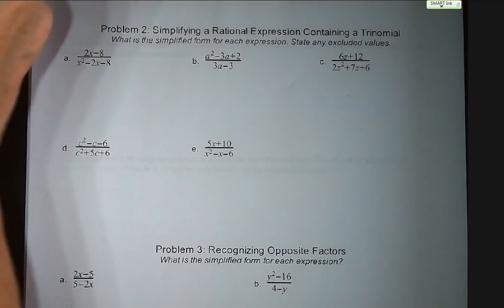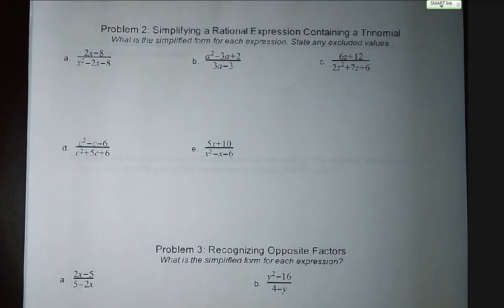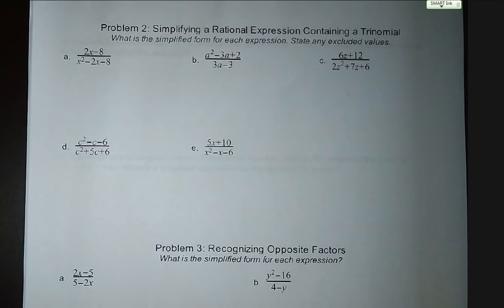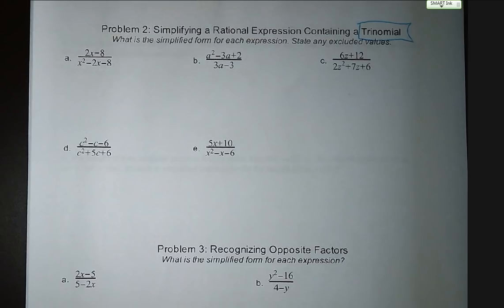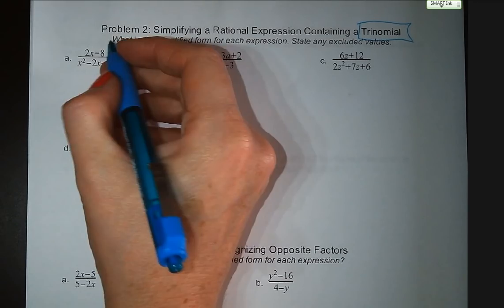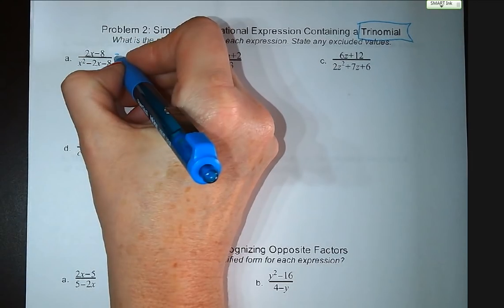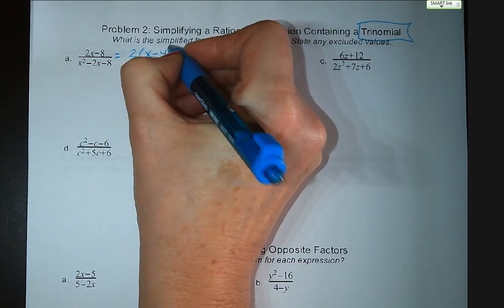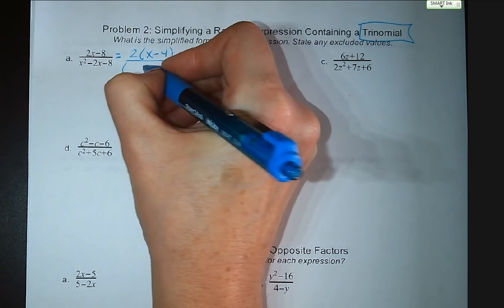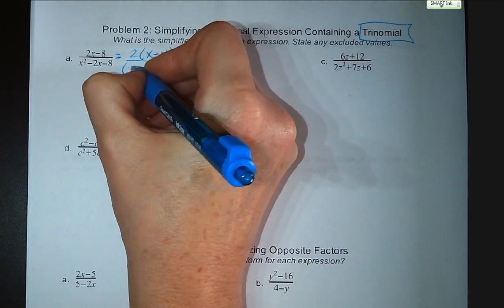Problem number 2, simplifying a rational expression containing a trinomial. Same directions: we want to know the simplified form for each expression and state any excluded values. So we're going to factor everything just like we have been. 2x minus 8, we can factor out a common factor of 2, and it's x minus 4.